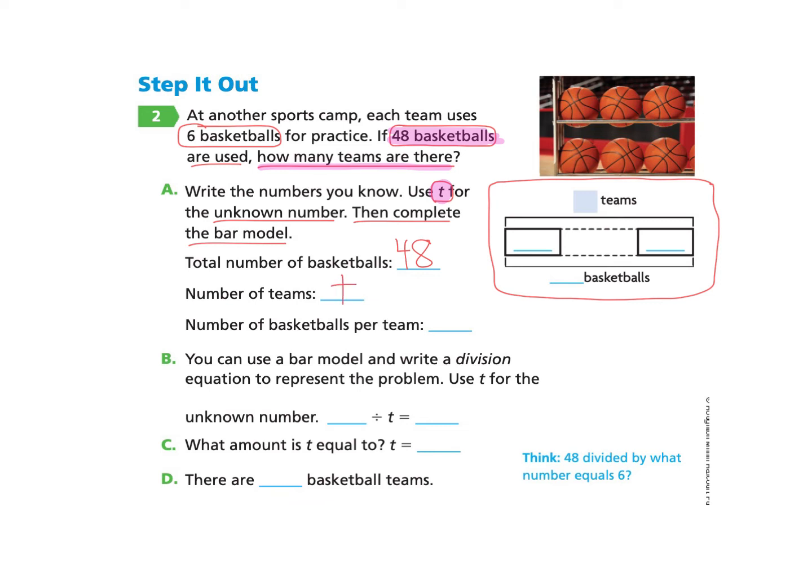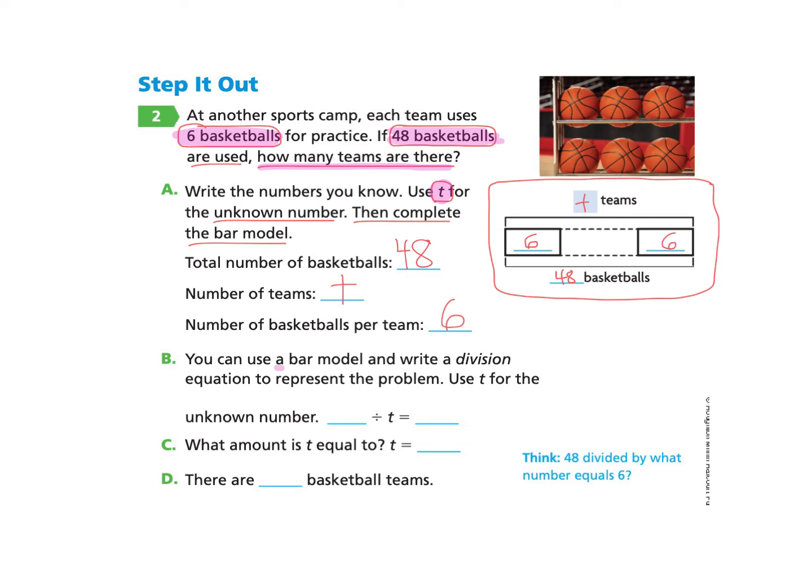And then they ask, what is the number of basketballs? And that was given to us in the word problem, and that was 6. So we have 48 basketballs, an unknown number of teams, and 6 basketballs per team. Using this information, let's complete the bar model. So we know that there are 48 basketballs. We don't know the amount of teams, so we will put a T here for teams. And we know that each team will have 6 basketballs per team. Let's take a look at part B.